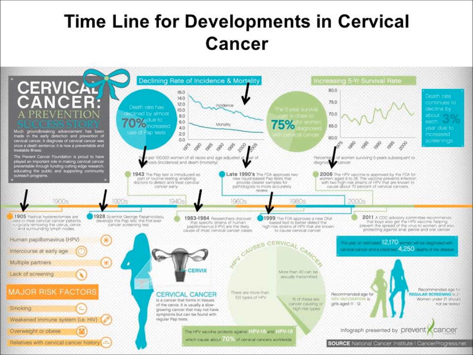Running horizontally across the center here, you can see a timeline for the major developments in the diagnosis and treatment of cervical cancer. The first of these was in the year 1905, when the surgical procedure of radical hysterectomy was devised to remove cancerous tissue and thereby spare the patient's life, assuming that the cancer had not already spread. Then, in 1928, Dr. George Papanicolaou developed the Pap test to identify individuals at risk.